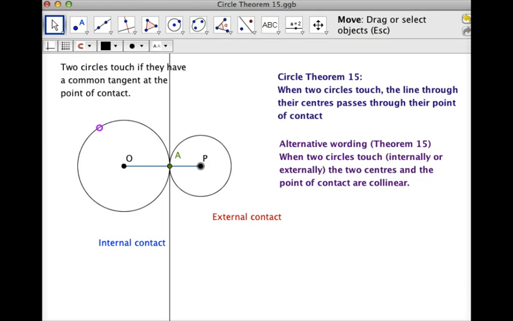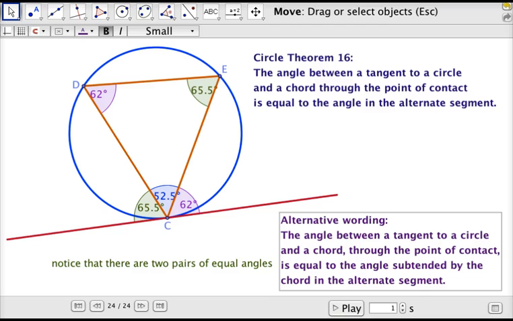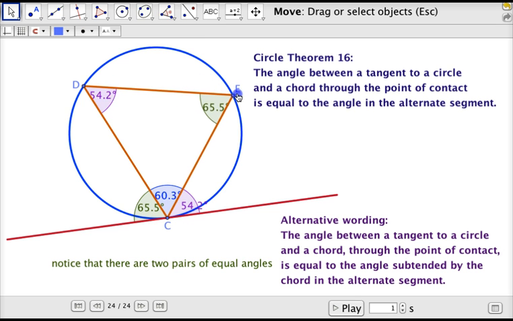Okay, I'm going to pause the video. Okay, circle theorem number 16. Notice the pink angles. See, this is a tangent. The red line is a tangent and CE is a chord. It's not a secant because it only goes from one point of the circle to the other. So CE is a chord, not a secant. Do you get that CE is a chord?